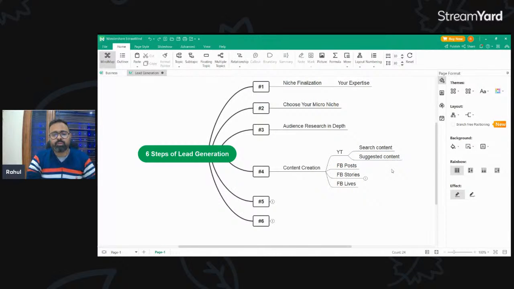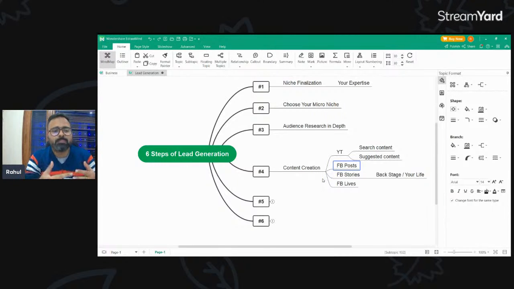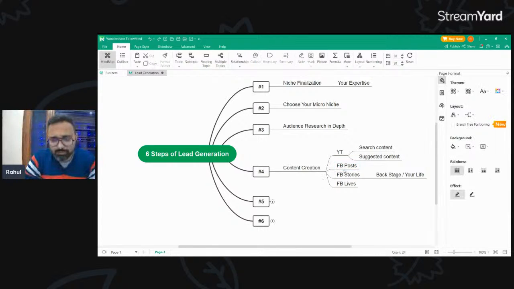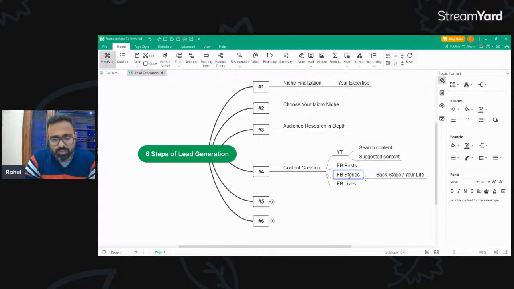Then comes Facebook posts, Facebook stories, and Facebook lives. As I said, you've got to show your face every day, and Facebook posts is something which helps you to connect with the audience properly. Facebook is an amazing platform. How? Let's say you have 1,000 friends, that means those 1,000 people can actually see what you are posting, what you are publishing, and you can see what they are publishing and posting. So it's like a mutual agreement, right? So you can interact with those people very easily.